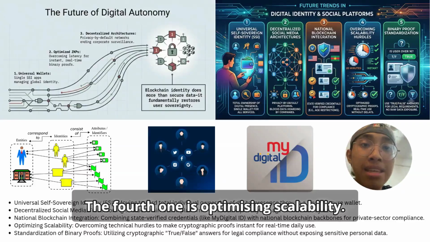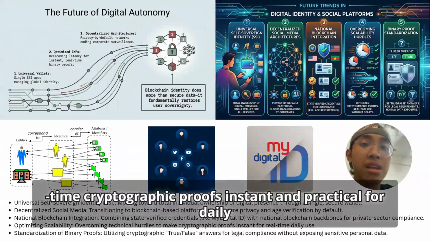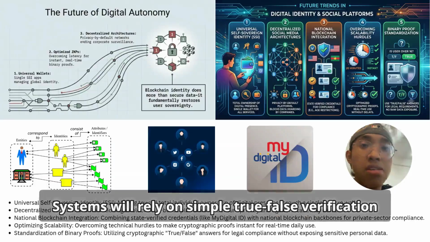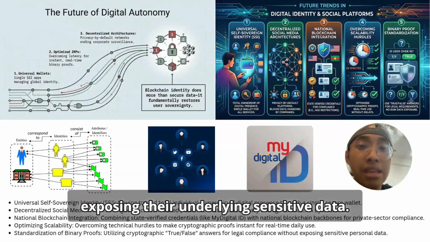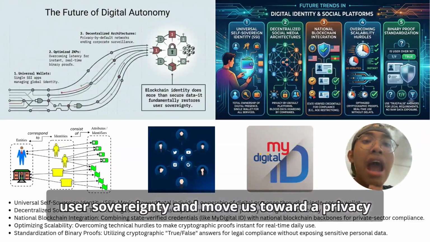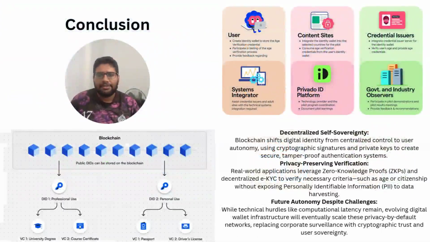The fourth one is optimizing scalability. We are overcoming latency hurdles to make real-time cryptographic proofs instant and practical for daily use. Finally, binary proof standardization. Systems will rely on simple true-false verification, like confirming someone is over 16 without ever exposing the underlying sensitive data. In a sense, these 5 steps fundamentally restore user sovereignty and move us toward a privacy-first digital ecosystem. Okay, so that's basically all the things covered for decentralized identity for digital identity management.